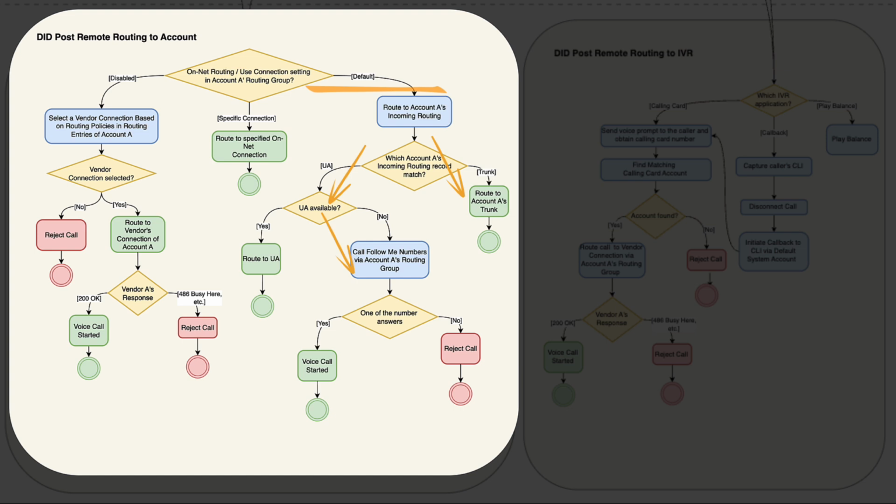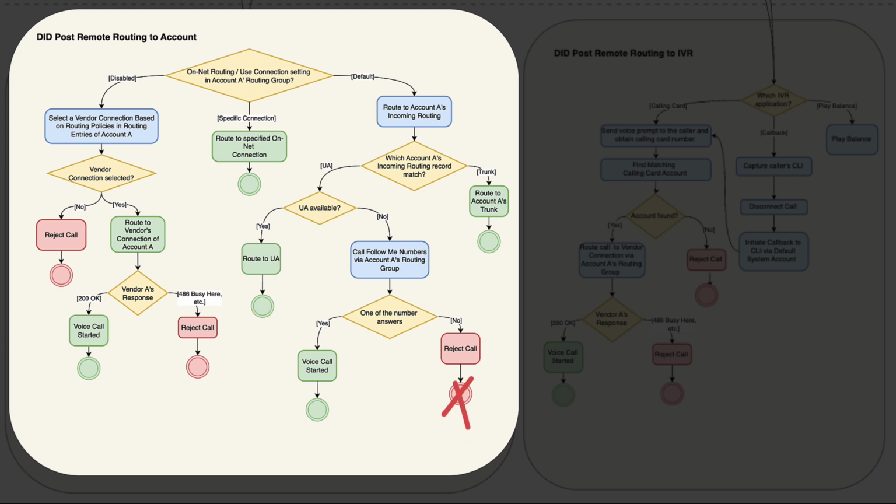If the user agent is busy, Sippy will try the numbers in the Follow Me list one by one using account A's routing group and any configured vendor connections until a 200 OK is received, which means the call is connected and the voice session starts. If none of the numbers respond with 200 OK, the call is rejected.